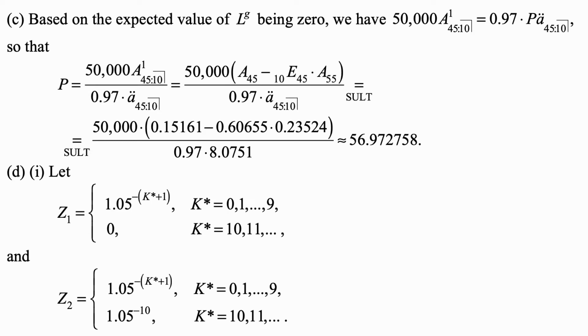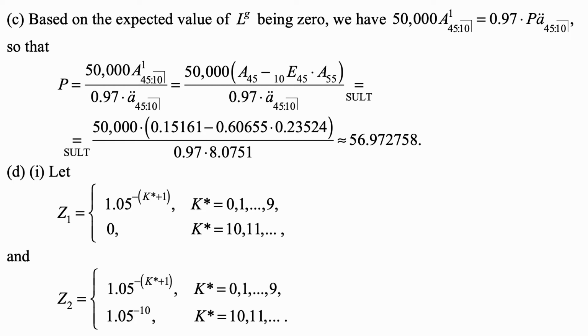Part C. Based on the expected value of LG being 0, we have 50,000 A^1 45:10 equal to 0.97 times P ä 45:10, so that P is equal to 50,000 A^1 45:10 over 0.97 times ä 45:10. And we write the term insurance as 50,000 A45. Well, actually, we'll write the numerator as 50,000 times (A45 minus 10E45 times A55).